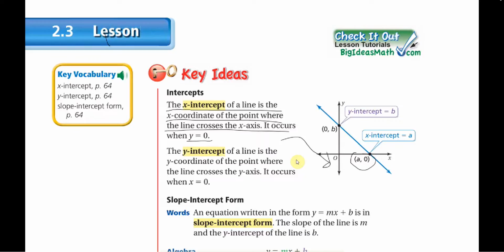Now guess what? The next thing you need to write down is the y-intercept of a line is the y-coordinate of a point where the line crosses the y-axis. It occurs when x equals 0. So yeah, that's the exact opposite of what you just wrote down. And it's what we did in the last video, where we found this y-intercept, where in the world it crosses the y-axis. So if x is 0, then you know the line is crossing the y-axis.